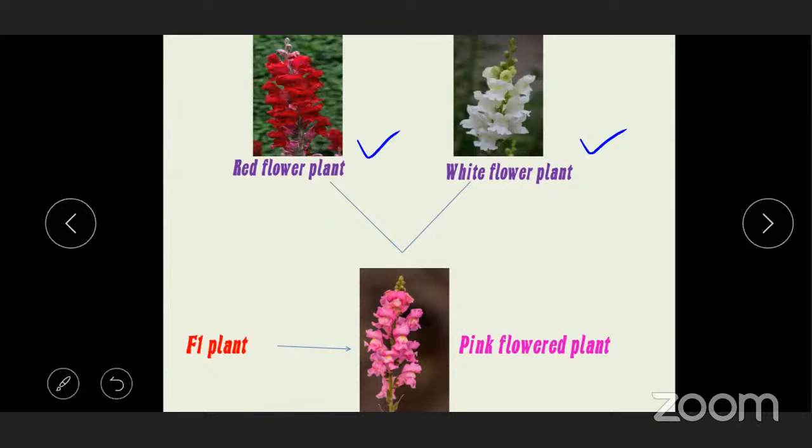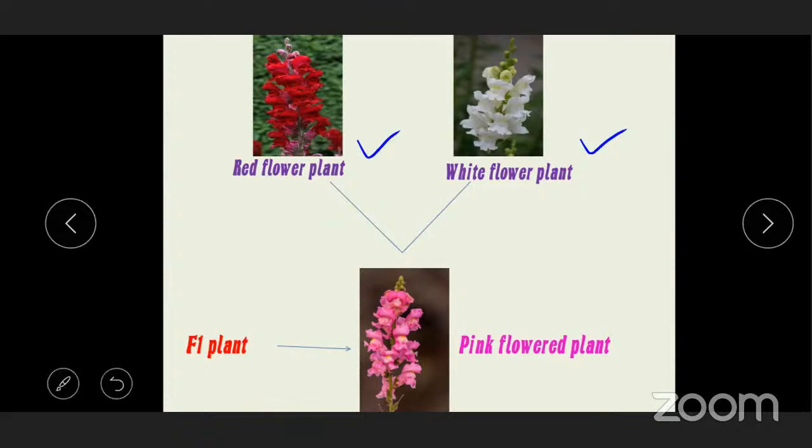So this is not the law of dominance. Is there any pink character in the parents? No. The F1 plant is showing a new character other than the parental characters. That is why this is incomplete dominance.